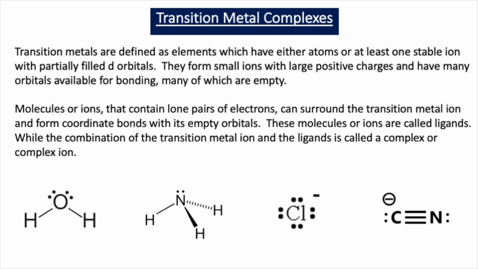We've learned previously that molecules or ions that contain lone pairs of electrons can surround the transition metal ion and form coordinate bonds with its empty orbitals. These molecules or ions are called ligands. The combination of the transition metal ion and the ligands is called a complex or complex ion. Examples of ligands that can surround transition metal ions are shown on this slide, and you'll notice that they all have lone pairs of electrons that can form coordinate bonds to vacant orbitals on the transition metal ion.